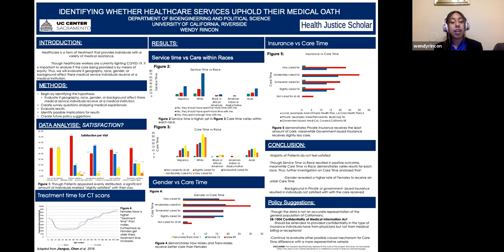And at the same time, my data, of course, is not a general representation of Californians, but it is a small population. So I do believe that we need to continue evaluating this issue and identify what could be other causal mechanisms.